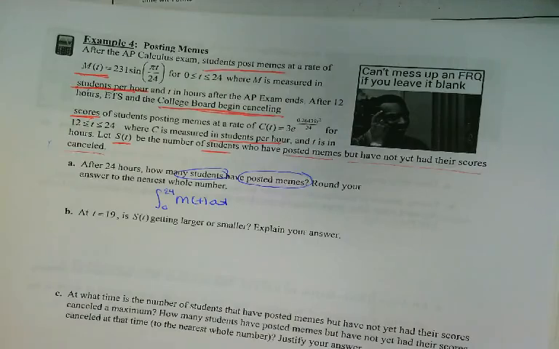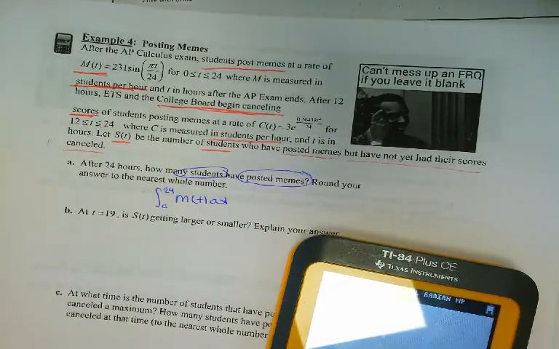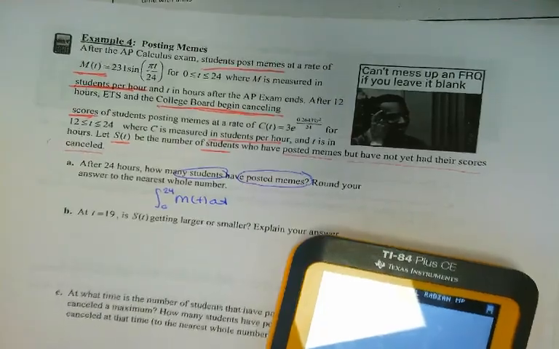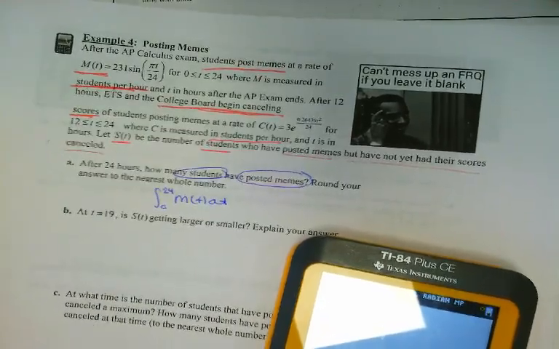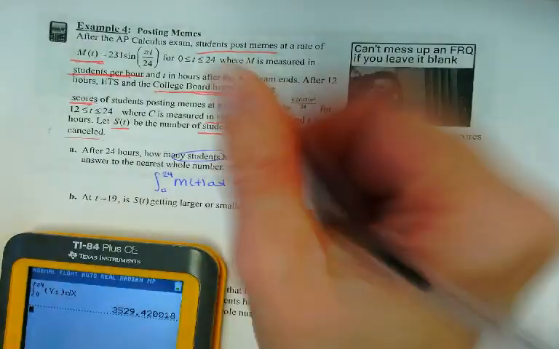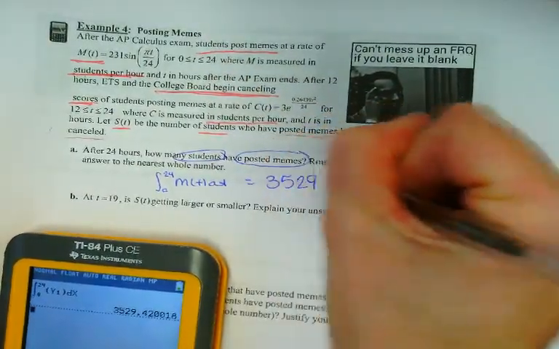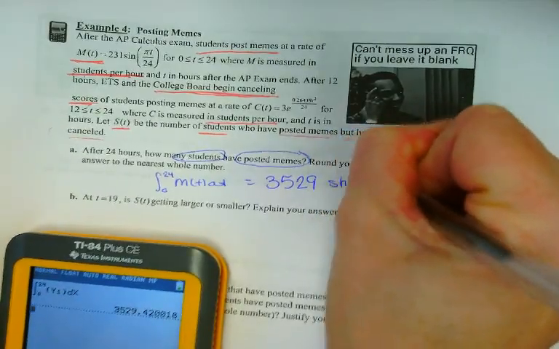It's all about units. And I put that in my Y1, so I'm going to go math 9, 0 to 24, Y1. Round to the nearest whole number. So I am getting 3,529 students.